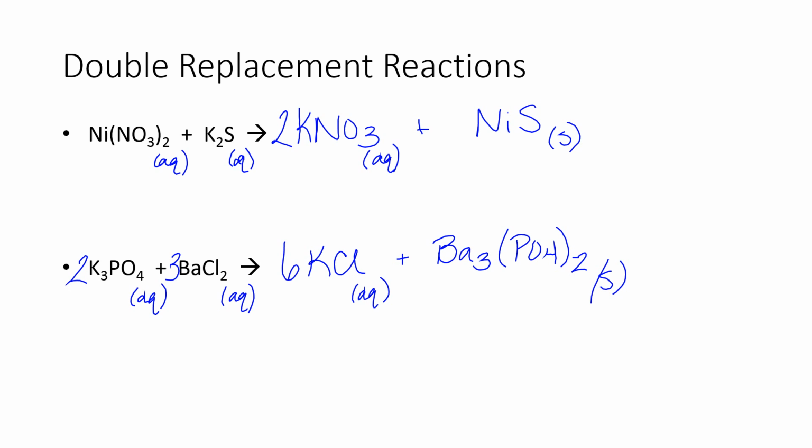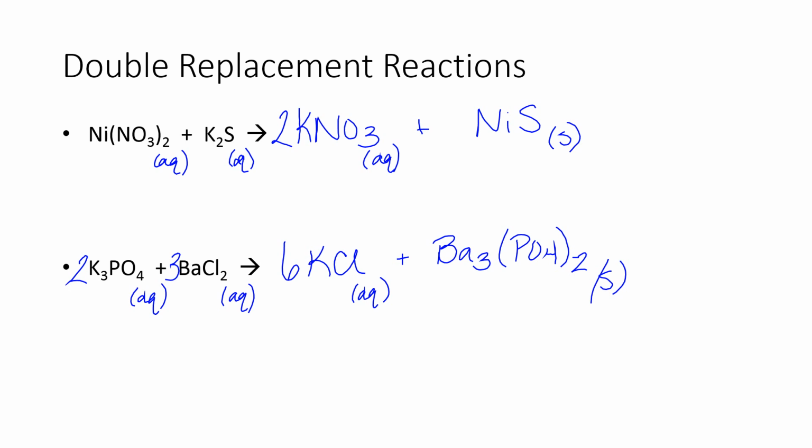For the last one, we have potassium phosphate and barium chloride. Both of these are going to be aqueous. When they switch places, the positive potassium and positive barium are switching out. So potassium is going to pair up with chlorine to make potassium chloride, and that is a +1 and -1, so there's no subscripts. Barium is going to pair up with phosphate. So remember, phosphate has a charge of -3. Barium has a charge of +2.